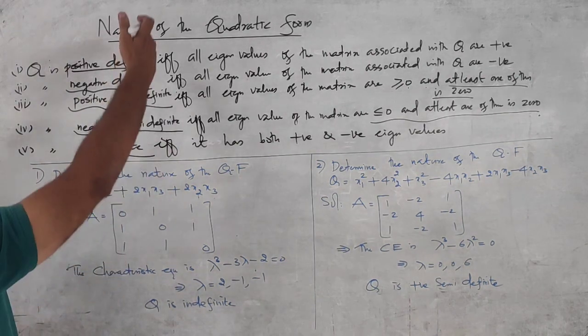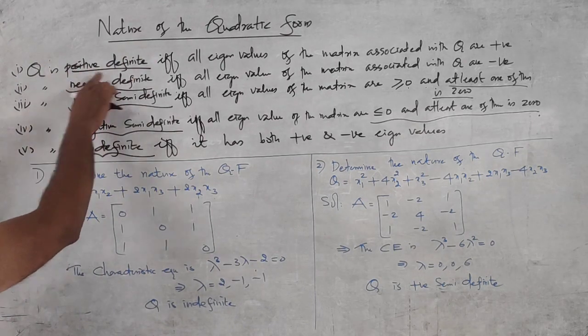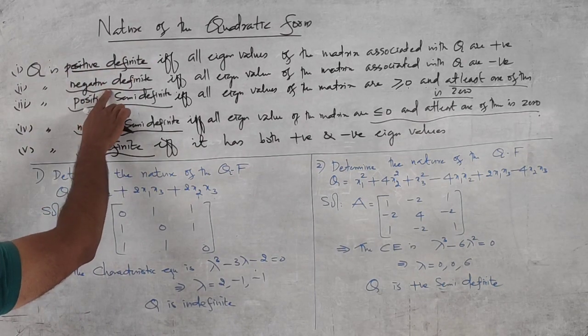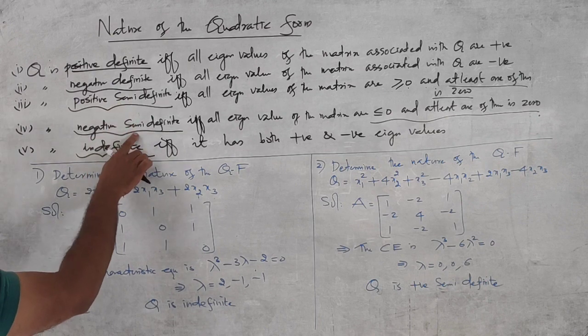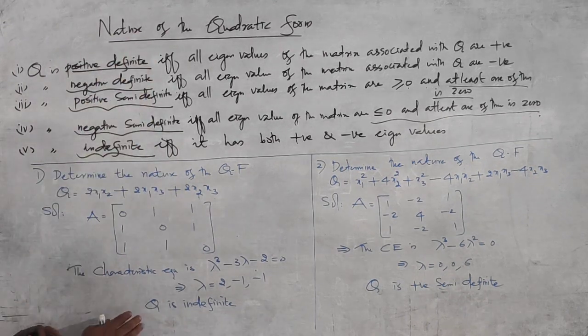So listen here, there are only 5 kinds of natures of every quadratic form. It is positive definite, negative definite, positive semi-definite, negative semi-definite, or indefinite. I will discuss this by using some examples.